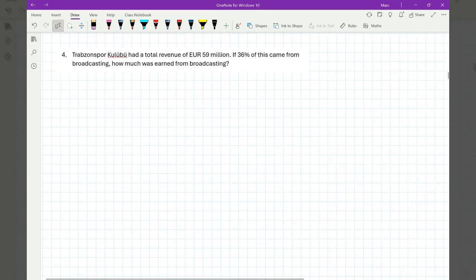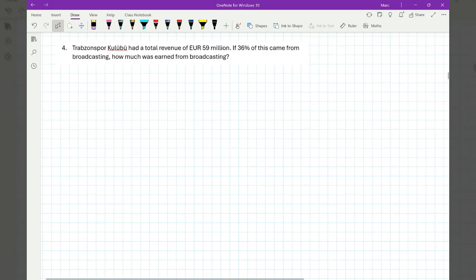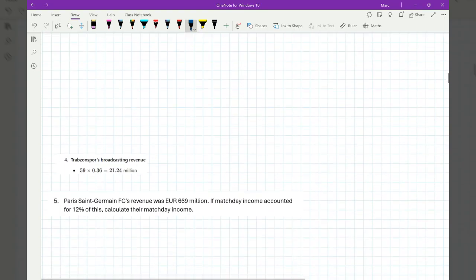Okay, question 4. Trabzonspor had a total revenue of 59 million euros. If 36% of this came from broadcasting, how much was earned from broadcasting? Please pause the video and have a go. Okay, nice and easy this one. So it's the 59 million euros multiplied by 0.36. Put that into your calculator and we get 21.24 million euros. So that's just a percentage of an amount question.